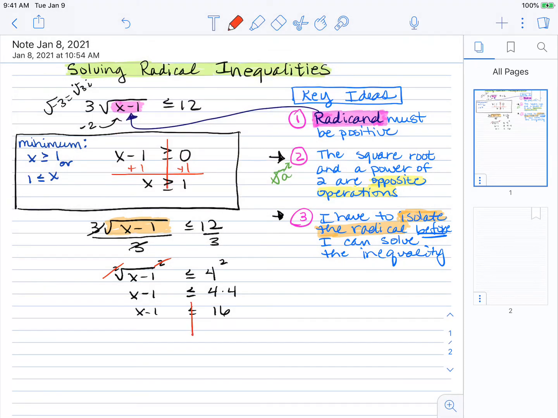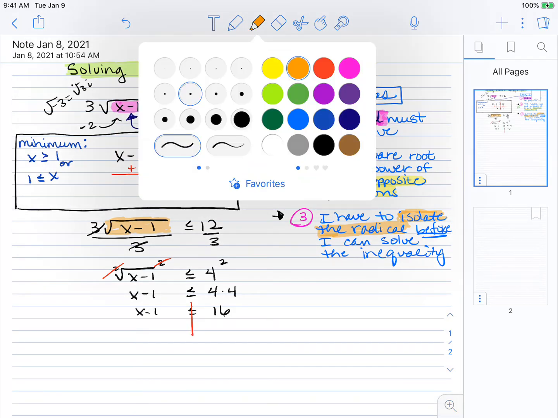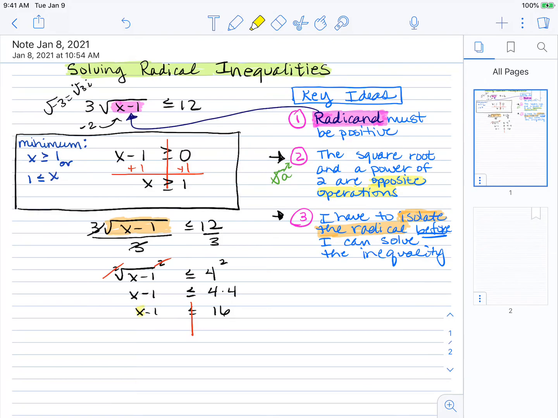Well, now I'm down to solving an equation, and I can put my line in and say this is my two sides of my equation, and I've got this goal of getting my x alone, right? I want this to be alone on the left side of my inequality. And so what I'm going to do is I'm going to add 1 to both sides, or I could circle and move it. This would be x is less than or equal to 17. Okay, well, that's part of my answer.